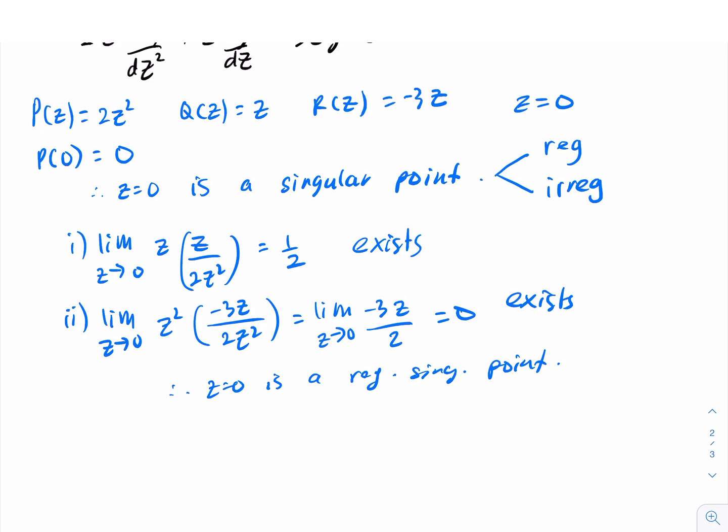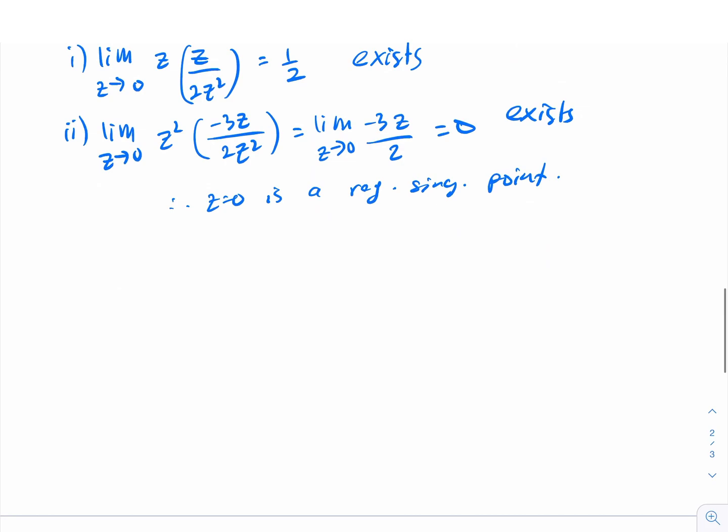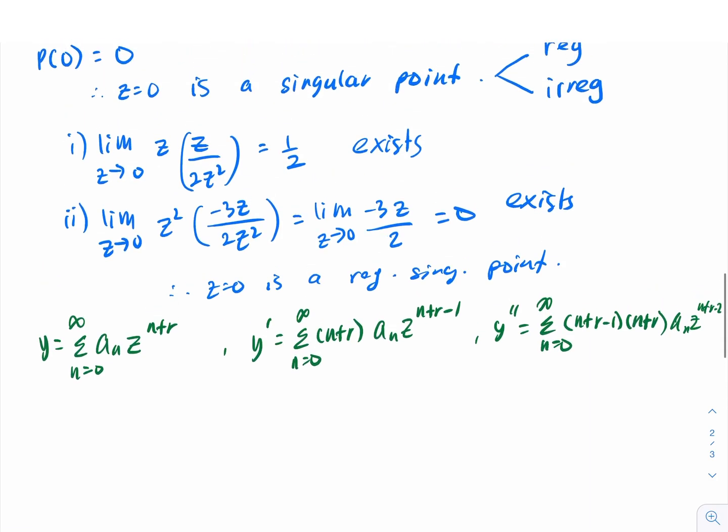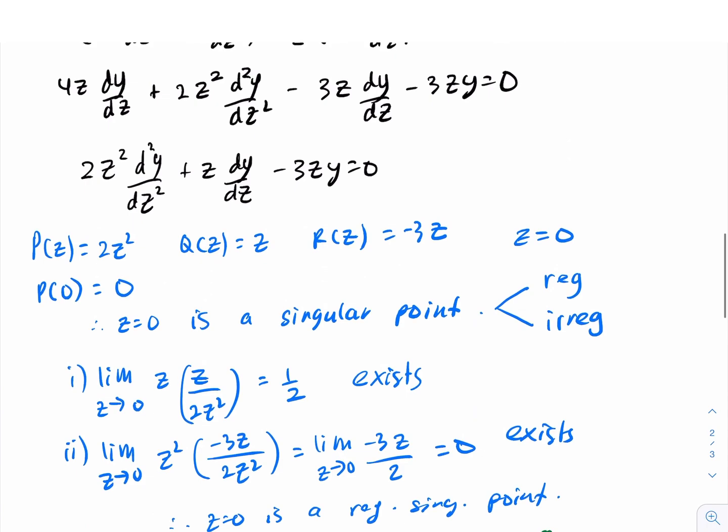We have to solve this equation at a regular singular point. So for a regular singular point, y equals the sum of a_n z^(n+r). Same with y prime. So our y prime here is dy/dz, okay? It's not dy/dx. Now, since we have our y prime and y double prime, substitute again into the new equation that we have gotten earlier here.